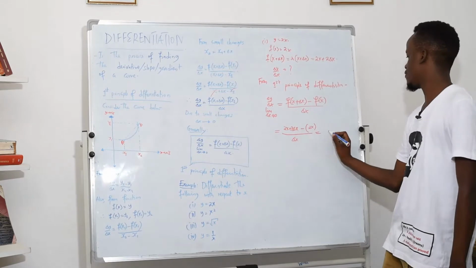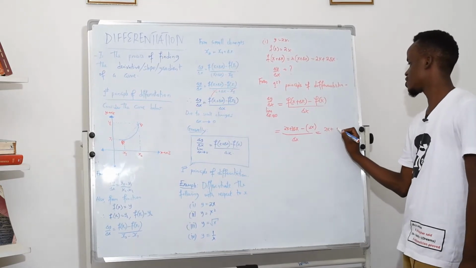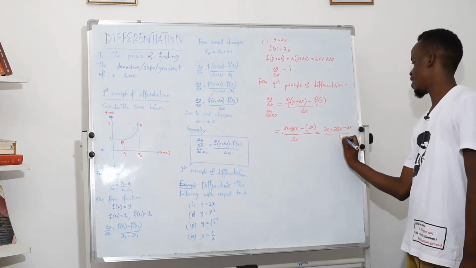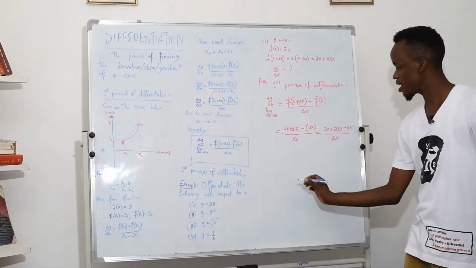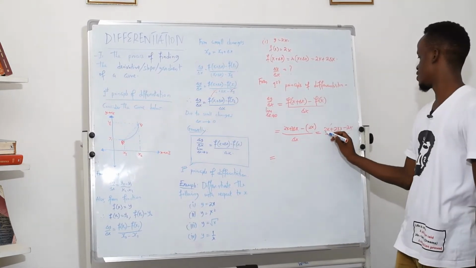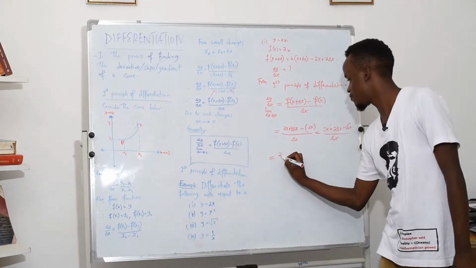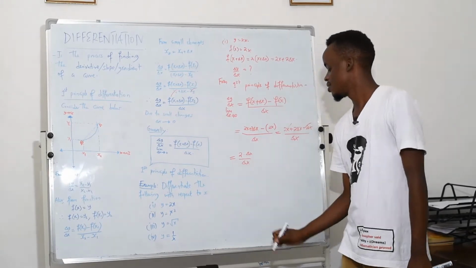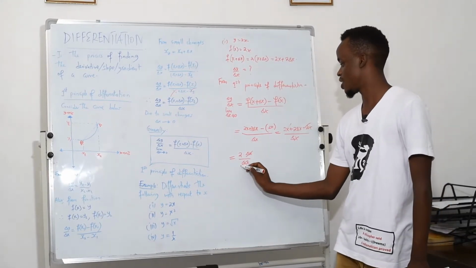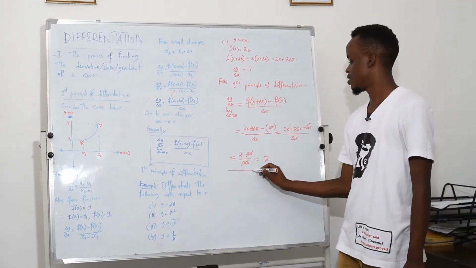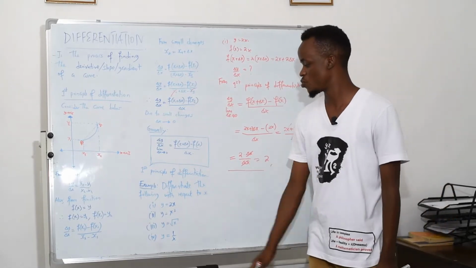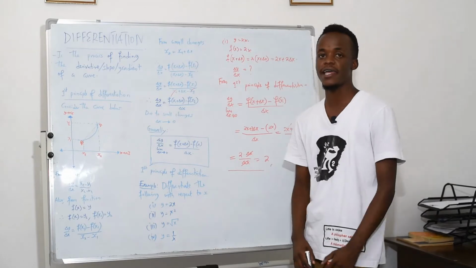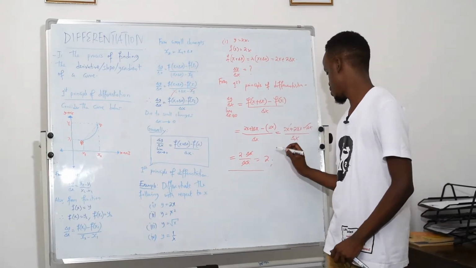After that, you'll have 2x plus 2 change in x minus 2x, divided by change in x. Then these 2x and 2x will cancel. Therefore, you'll have 2 change in x divided by change in x. Change in x and change in x will cancel. You'll have 2. Therefore, if you differentiate y equals 2x, the answer is 2. If we find the slope of y equals 2x, the answer is 2.